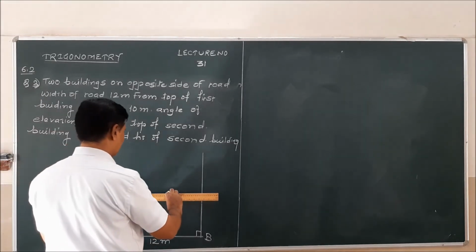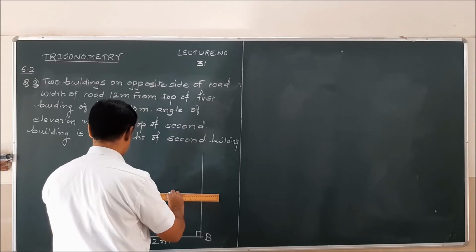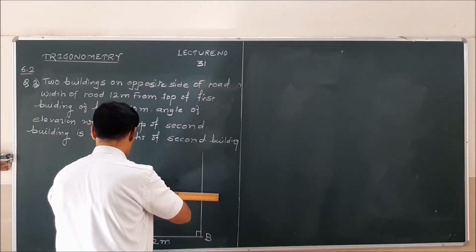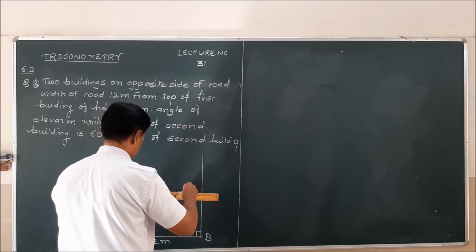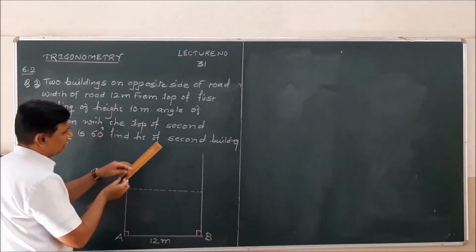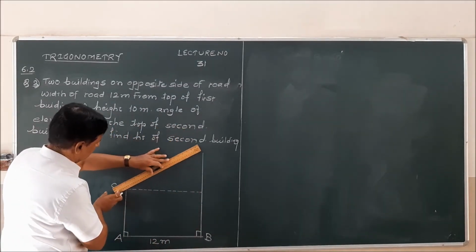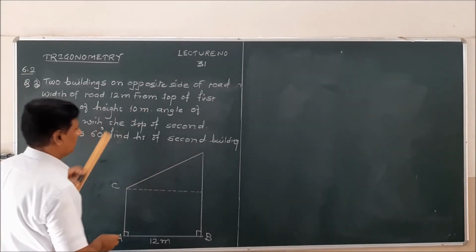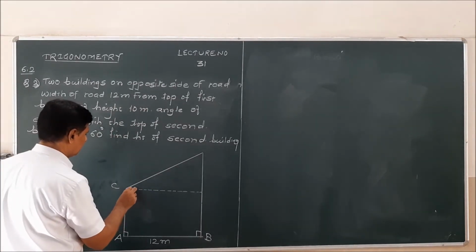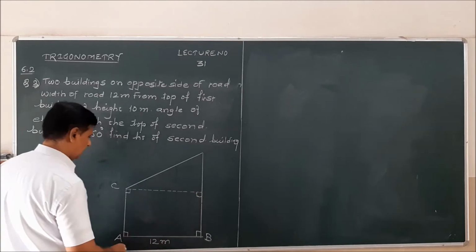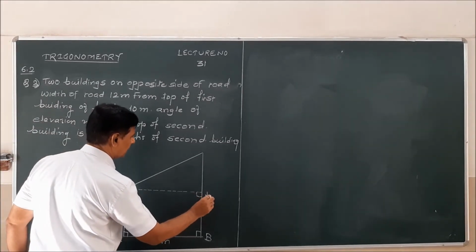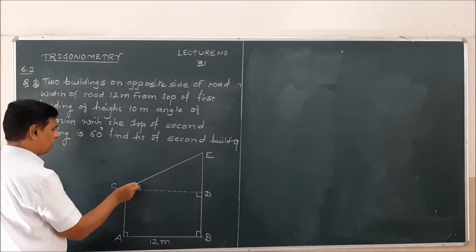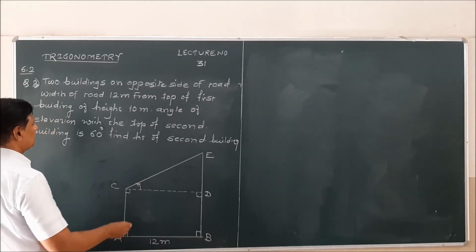Now, to get the angle of elevation, we must join this. Then you will find from C, the person is looking at the top of the second building. Okay. Now you will find A, B, C, D, E, and you will find the angle of elevation is found to be 60.